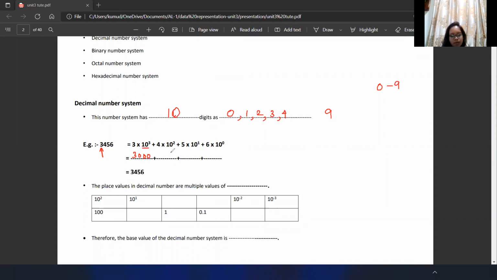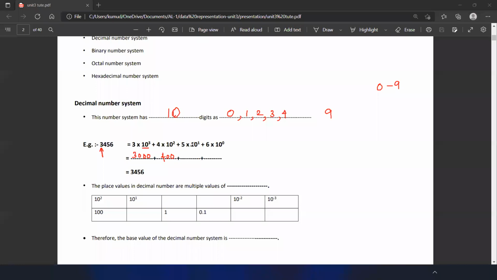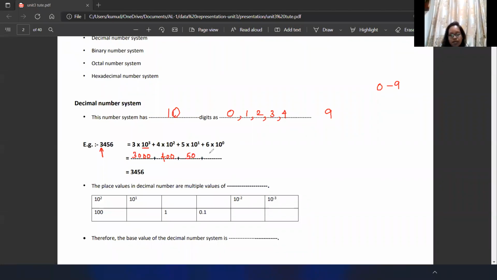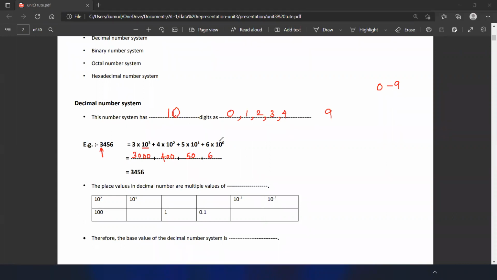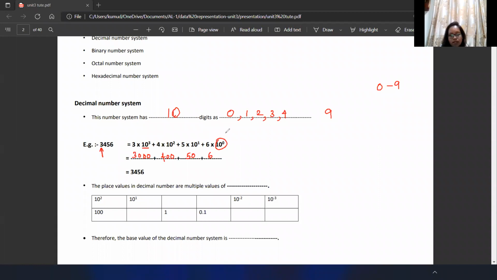Just simple mathematics. 4 into 10 to the power 2 is how much? 400. 5 into 10 to the power 1? 50. 6 into 10 to the power 0? 6. Because 10 to the power 0 is 1. Just keep that in mind, right?